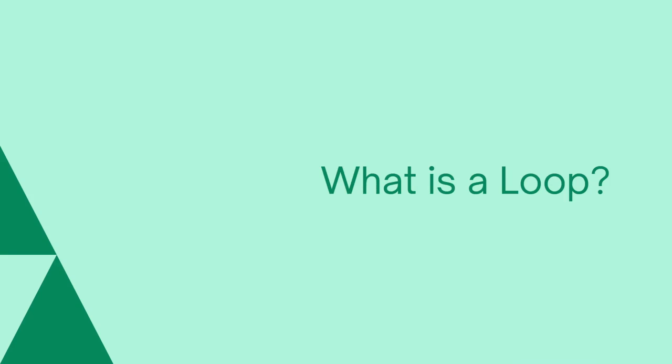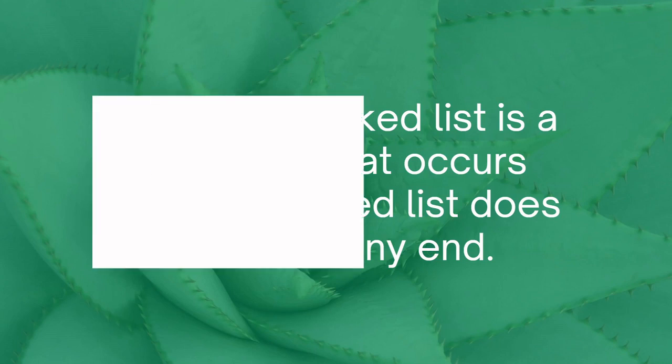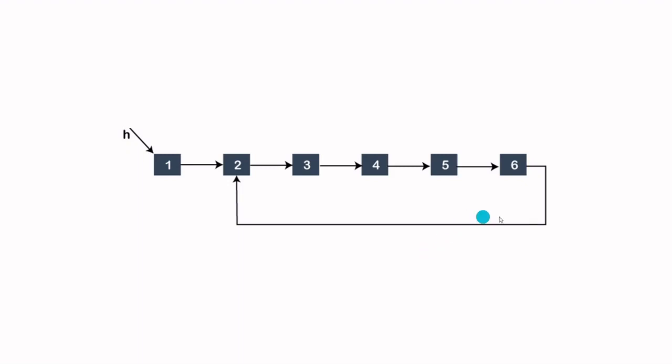I hope you guys are familiar with the linked list, and I think loop is also really a generic term, but in case you don't know, a loop in a linked list is a condition that occurs when the linked list does not have any end. So usually a linked list ends at a pointer where it is pointing to null, but when there is a loop or cycle, it doesn't actually end, right? So there is no end.